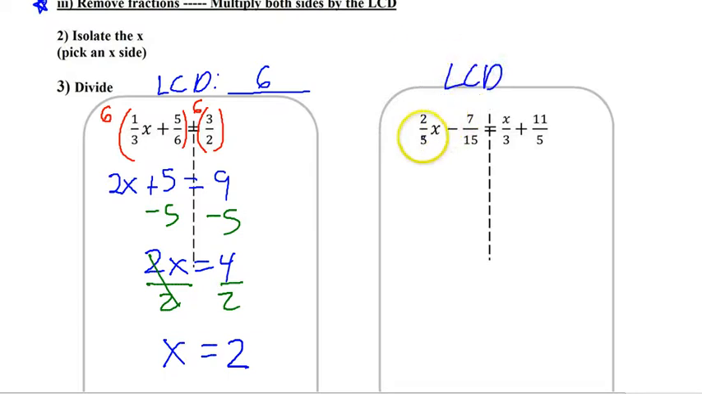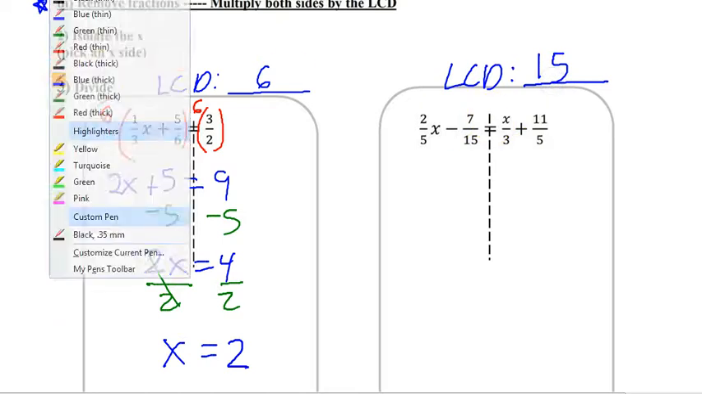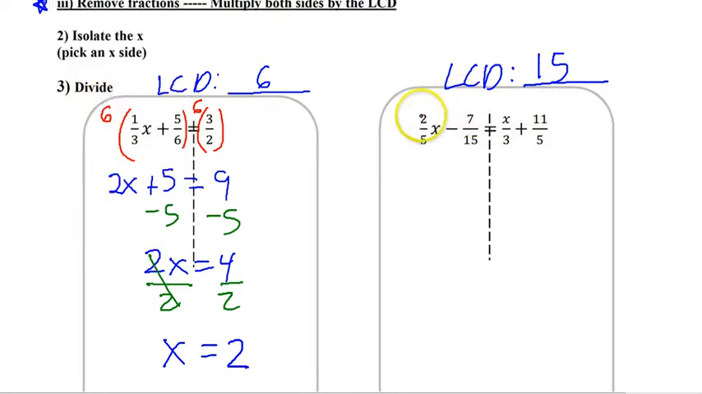LCD. What's the LCD for 5, 15, 3, and 5? And a lot of them, they're very obvious if you look at them. We have a 5 and a 3. When you multiply together, you get 15. So that is our LCD. So we're going to multiply both sides by 15. Okay. 15 times 2 is 30. 30 divided by 5 is 6.